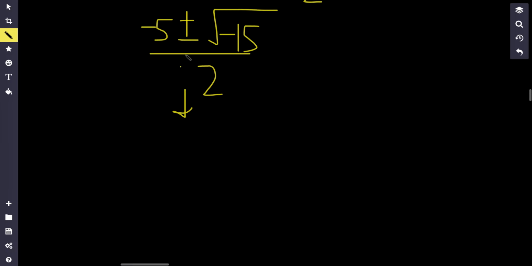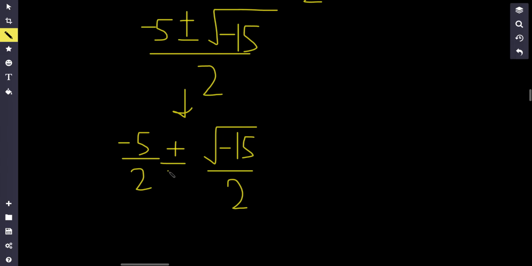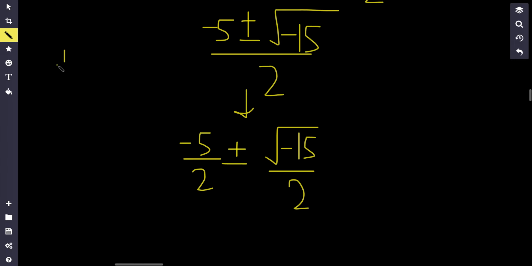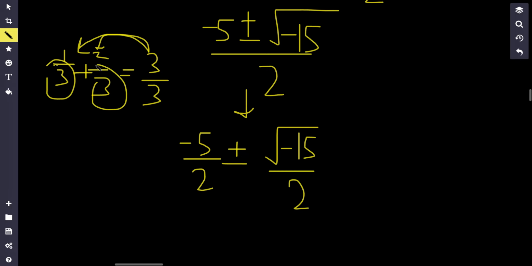So we can actually break this up into negative 5 over 2 plus or minus the square root of negative 15 over 2. The reason why we can break this up into two fractions is because we share a common denominator, right? For example, if we have 1/3 plus 2/3, we can add this up into 3 over 3. But we can also take 3 over 3 and turn it into 1/3 plus 2/3 because they both share a common denominator. So that's kind of the strategy we're doing here. We're taking our thing, and because both of these terms have the common denominator, we can actually break it up into two different terms.